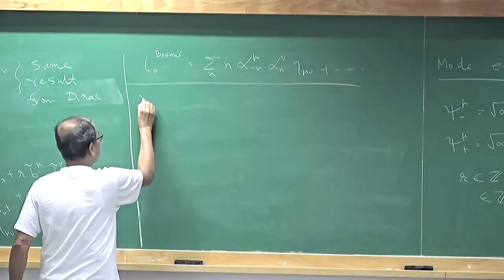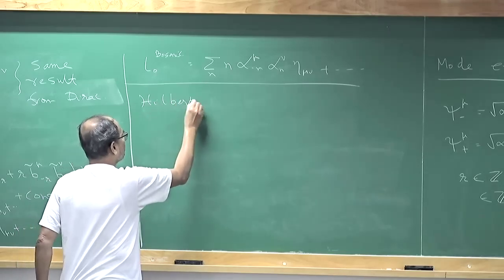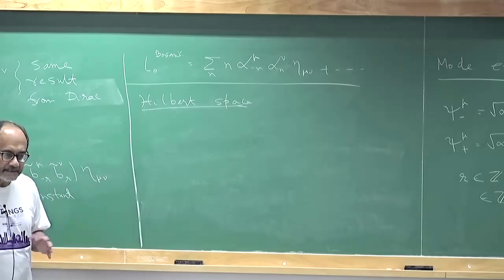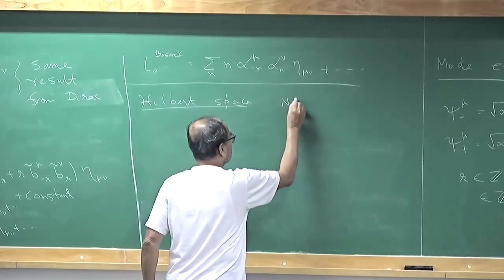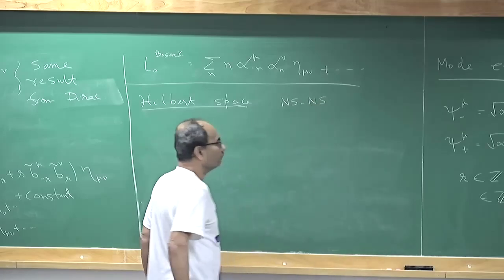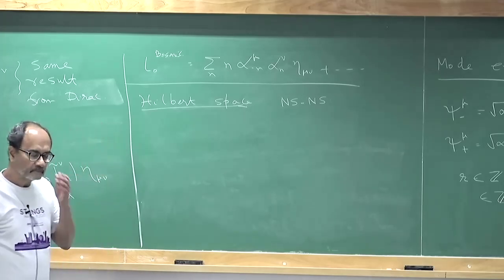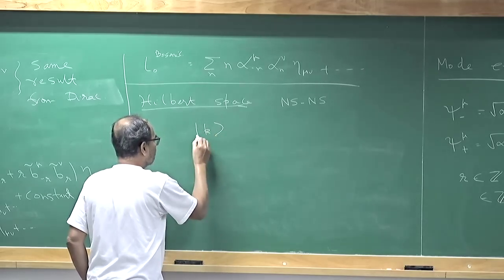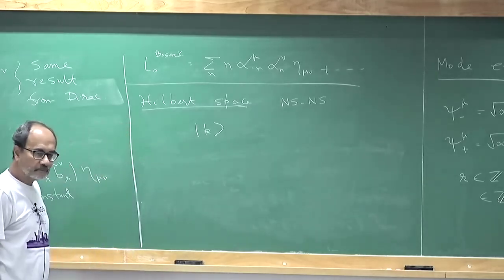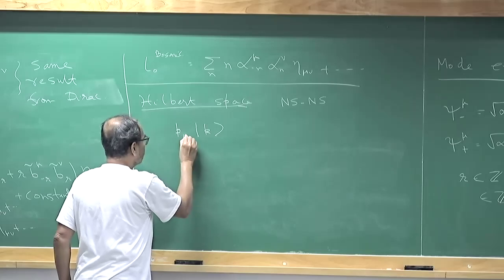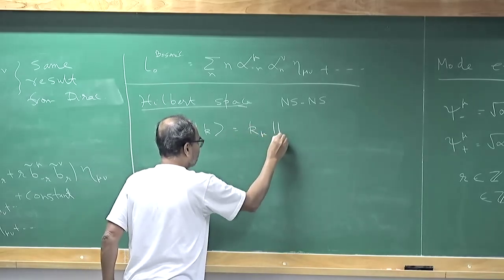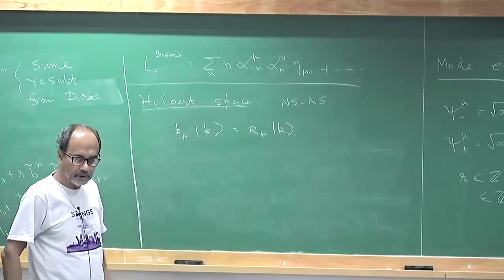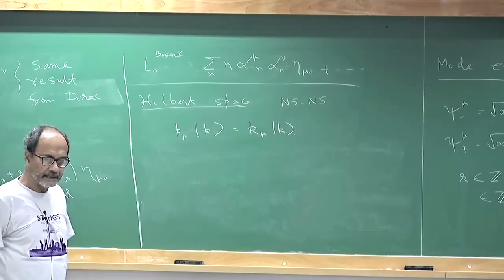So now we have to build the Hilbert space, and this has to be done separately in each sector. So let's look at first NS-NS. We'll define this state k as before. P mu acting on k will give you k mu on k. P mu is defined exactly in the same way as it was for the bosonic string. It's the zero mode in the expansion of X mu.